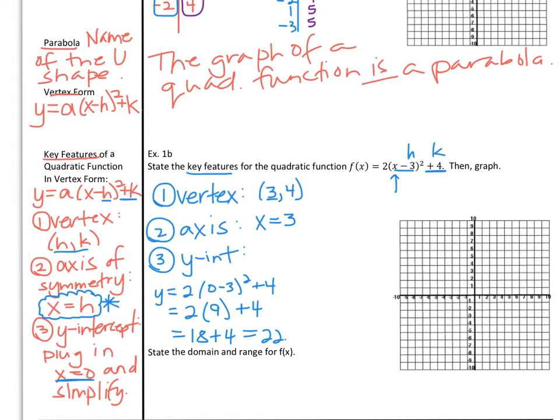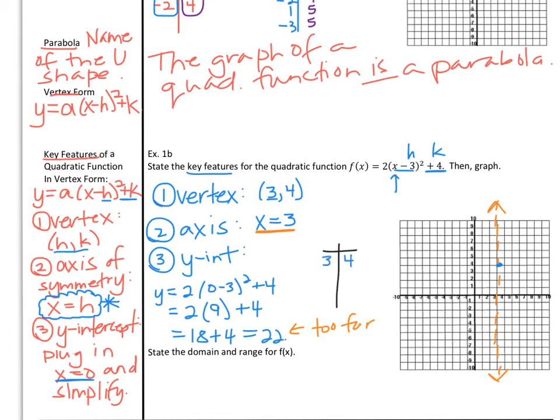If we plot our vertex, 3, 4, 3 right and up 4, I'll draw in my axis of symmetry in orange right here, just that dotted vertical line. Our y-intercept is pretty big. That's kind of far off of our graph. So if that's too far off of our graph, we will have to make a quick table. Oh, and I said we wouldn't. Sorry about that. All right, so that's too far away. We know for sure that 3, 4 is on our graph.